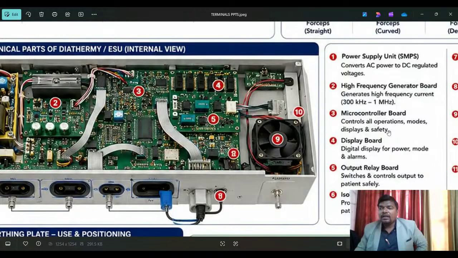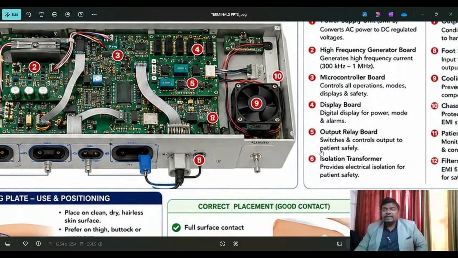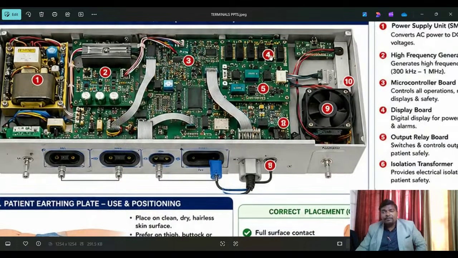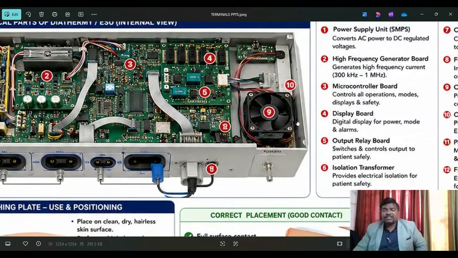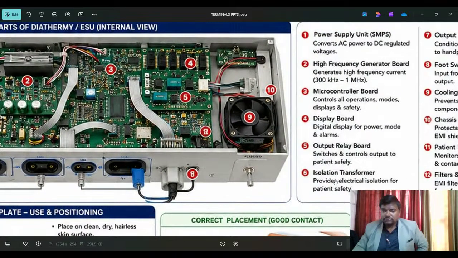Okay, biomedical engineers. Right. Next point is the output relay board. It switches and controls output to the patients. Fifth point, see here. Every component, every board is connecting one to one board, because that is called communication. Communication is very important. See here, these are the cables connected here for communication purpose, one to one connecting for transformation of information.